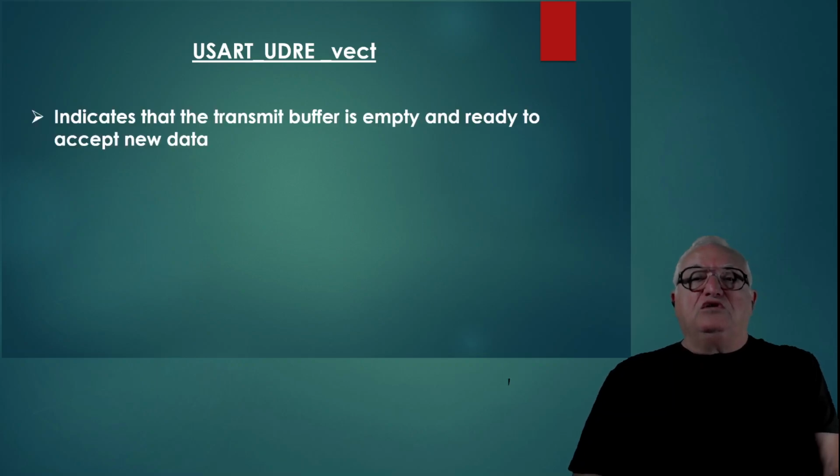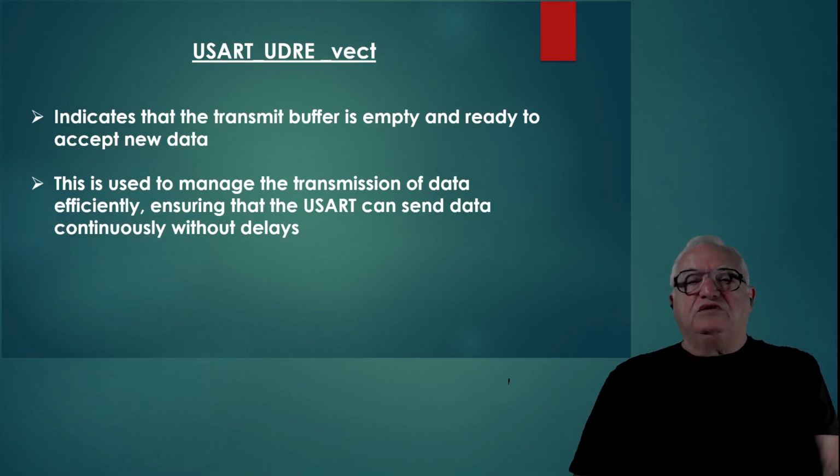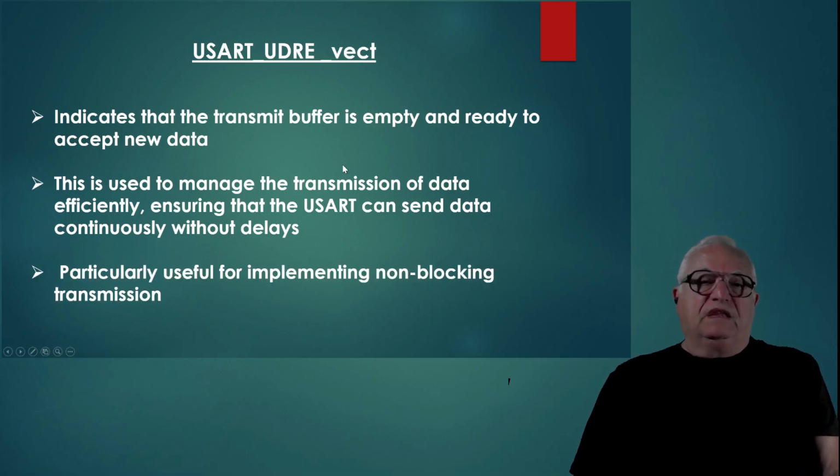UART UDRE indicates that the transmit buffer is empty and ready to accept new data. This is used to manage the transmission of data efficiently, ensuring that the UART can send data continuously without delay. Particularly useful for implementing non-blocking transmission. So you put your data in the buffer, then you go away, do whatever you need to do, and then an interrupt is triggered, this time to put more data on the buffer. So you don't have to wait for the thing to be empty.